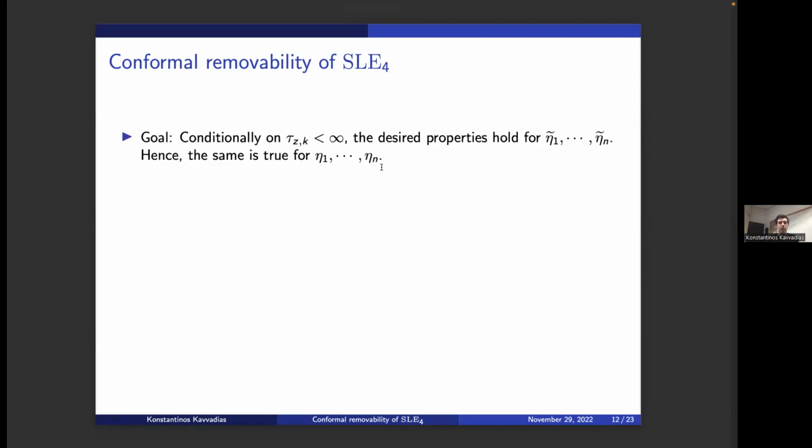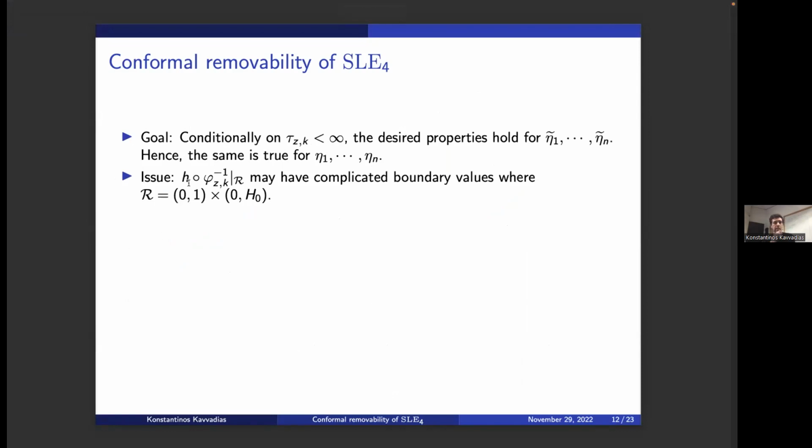So this is the goal that I have just described, conditionally, of course, that we hit the inner boundary of the annulus. But here we have an issue because if we consider the initial GFF and we consider it on the rectangle by conformal transformation, then this might have complicated boundary values on the upper and lower boundary of the rectangle here. We know the boundary values on the right and left sides will be pi over 2 and minus pi over 2 respectively. This comes from the level line coupling. But we don't have control over the boundary values on the upper and lower boundary.